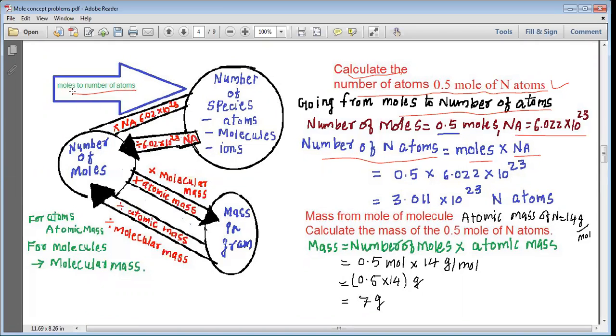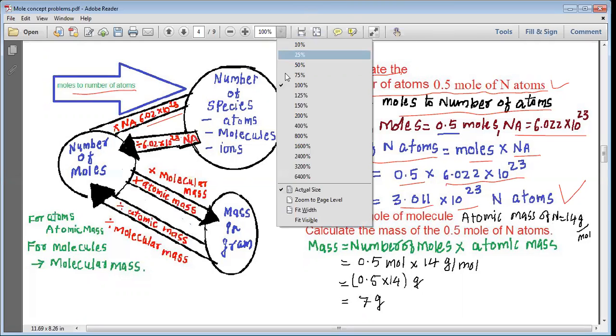So we are going in this direction, moles to the number of atoms. As we are going from moles to the number of atoms, we just need to multiply them with the Avogadro number. So number of N atoms is equal to moles multiplied by Avogadro number. Mole is 0.5 and Avogadro number is 6.022 multiplied by 10 to the power 23. Multiplying 0.5 with 6.022, we get 3.011 and 10 to the power 23 as usual. So we will have 3.011 into 10 to the power 23 nitrogen atoms.